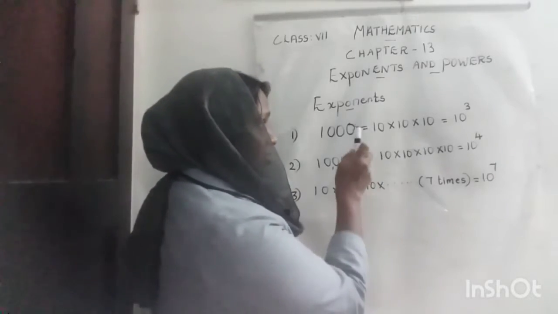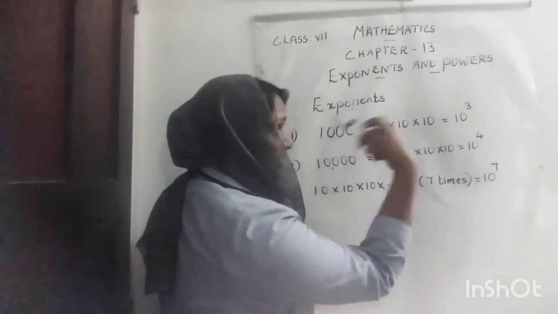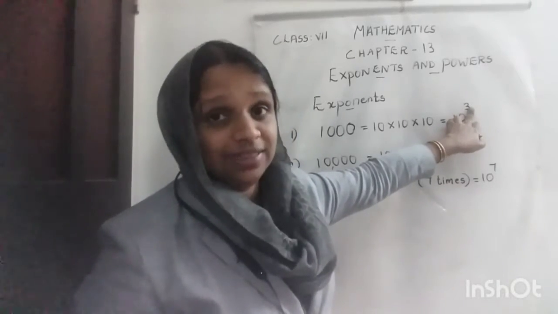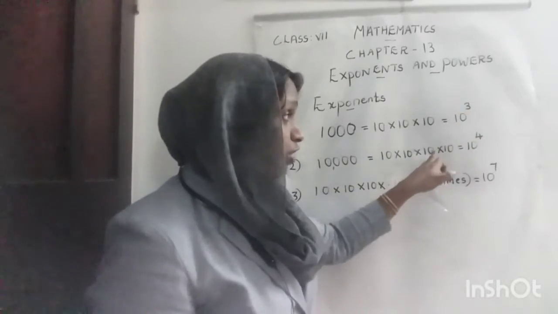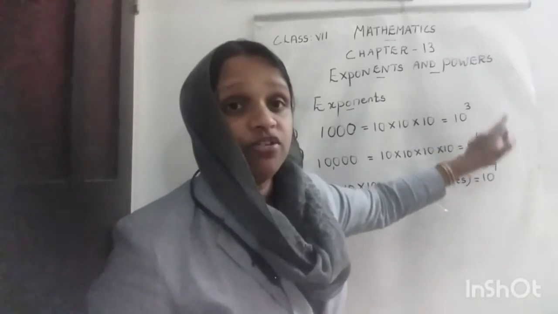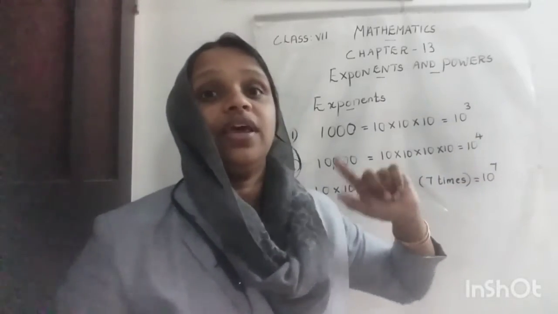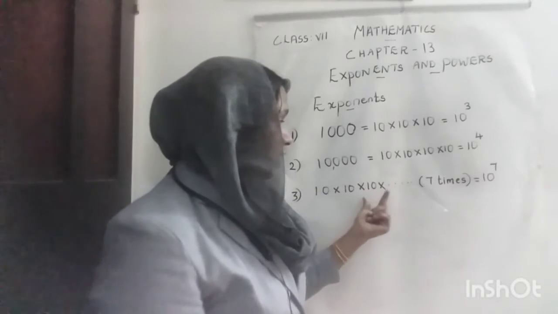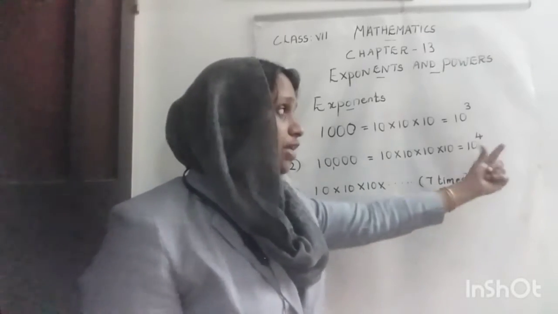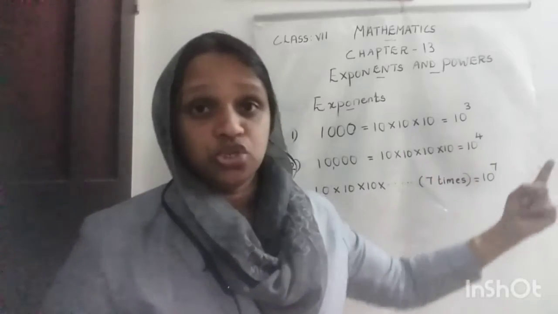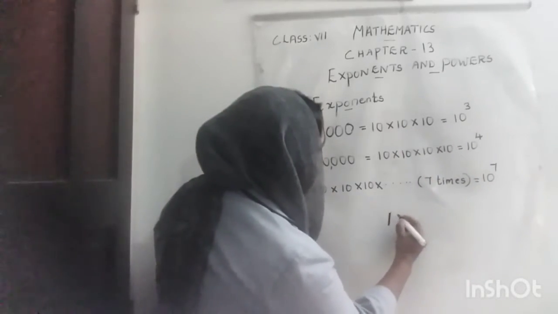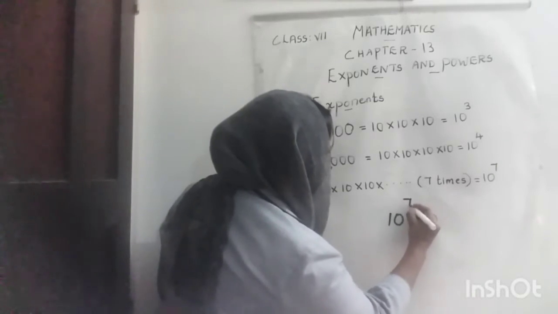That means here, 10 into 10 into 10, 3 times, we write as 10 raised to 3. 10 into 10 into 10 into 10 is 10 raised to 4. Next, 10 into 10 into 10 and so on, 7 times, is 10 raised to 7. Now this is 10 raised to 7.